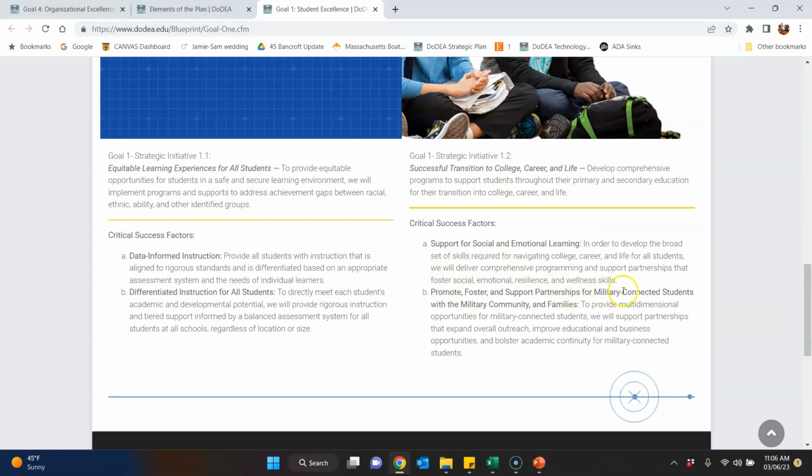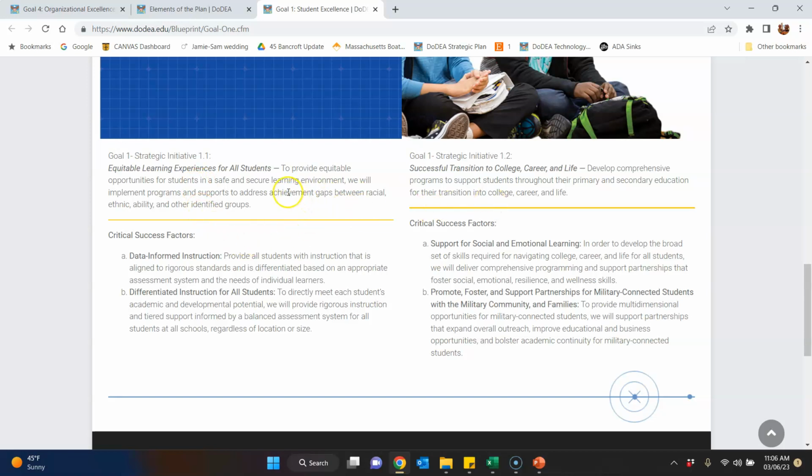Critical success factors here are support for social and emotional learning, and to promote, foster, and support partnerships for military-connected students and families. And I think this is really important as people stay at the base for different lengths of time, and it's important to have smooth processes for transitioning in and for moving them on to the next project, or the next base.